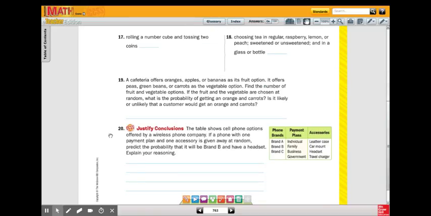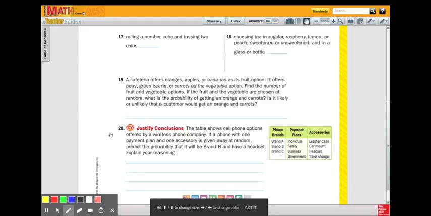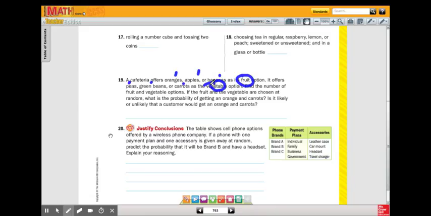So this one says number 19 has oranges, apples, and bananas. It offers peas, green beans, and carrots. So you have fruit and you have a vegetable. Find the number of fruit and vegetable options. If the fruit and the vegetable are chosen at random, what's the probability of getting orange and carrots? Is it likely or unlikely to get an orange and carrots? Okay, I see. Yeah.